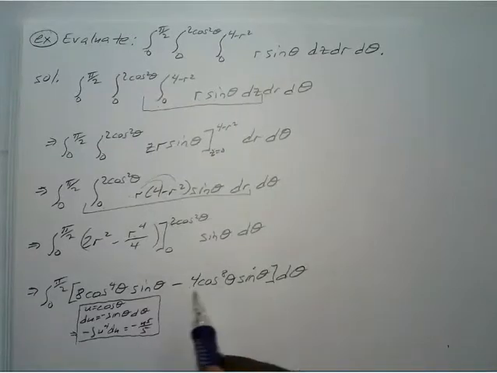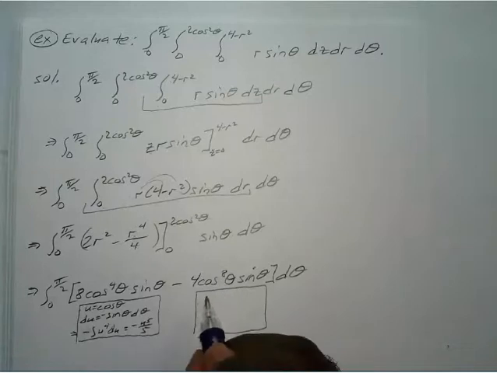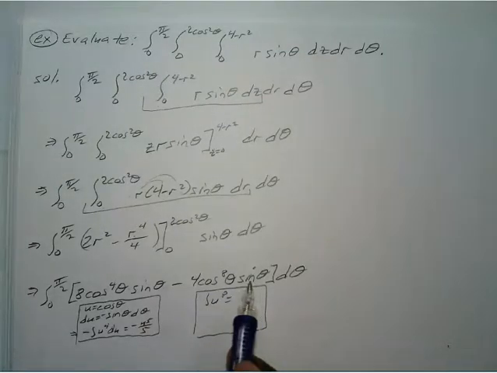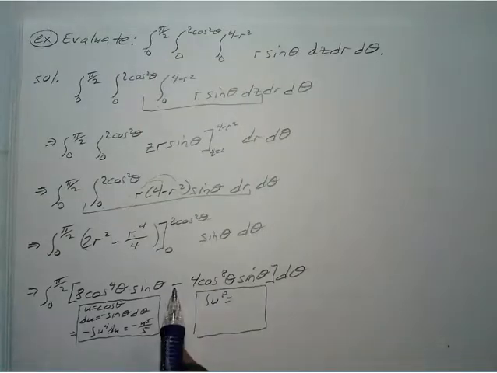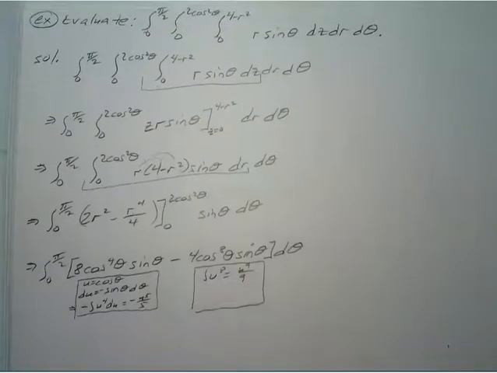And for this one here, to integrate this one, again, if u equals cosine of theta, we'll have u to the 8th. And we already have our negative sine of theta there. So that would equal u to the 9th over 9.